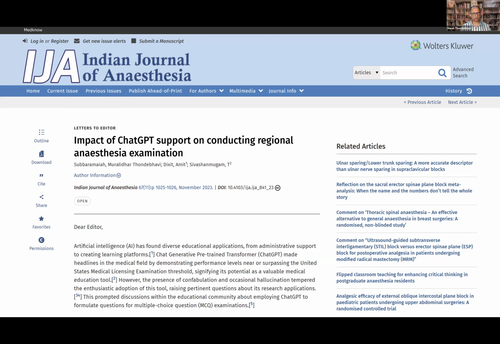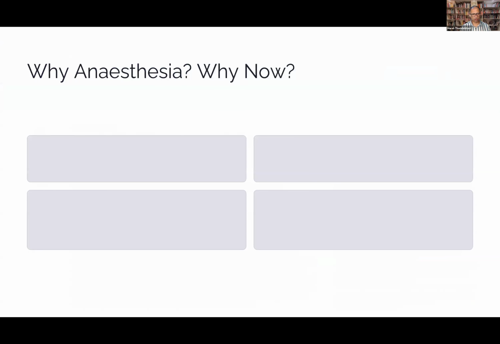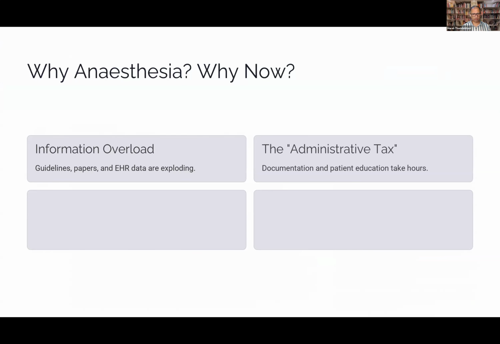Now, why anesthesia? Why are we thinking more about AI now? We are definitely getting a lot of information overload, right? A lot of guidelines are coming in papers, and in centers where they're using electronic health records, there's a lot of data which is exploding. Then documentation and patient education take hours. So this is like the administrative tax, which we can probably avoid.